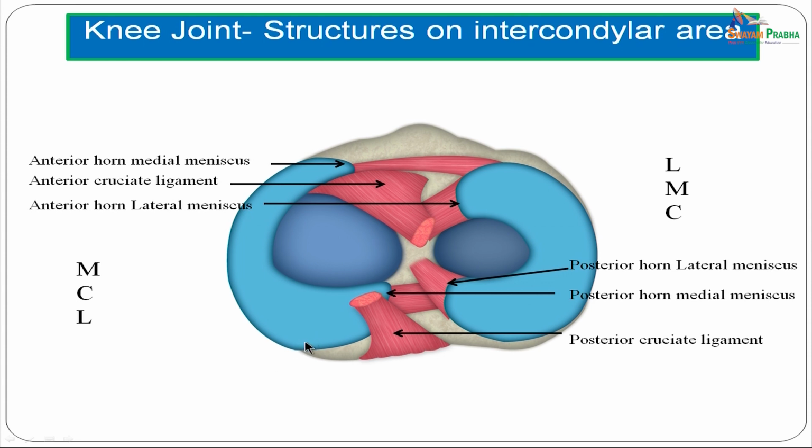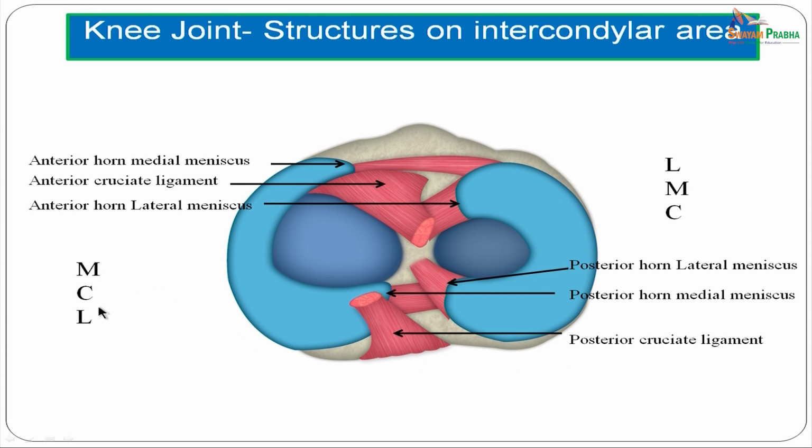Now we look at the structures which are attached on the intercondylar area of the tibia. In the anterior aspect, the structures which are attached anterior to posterior include the anterior horn of the medial meniscus, the anterior cruciate ligament, and the anterior horn of the lateral meniscus. On the posterior aspect, from anterior to posterior, the attachments include the posterior horn of the lateral meniscus, the posterior horn of the medial meniscus, and the posterior cruciate ligament.